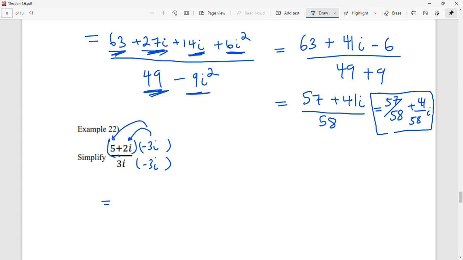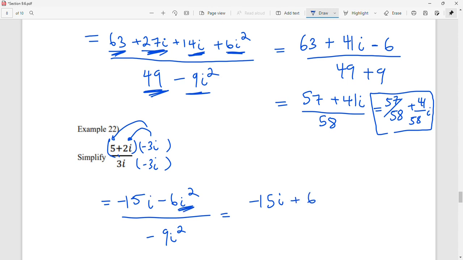5 times negative 3i, that's negative 15i. 2i times negative 3i, that's negative 6i squared. In the denominator, we just multiply this out as negative 9i squared. So let's simplify. This is negative 15i plus 6 because of that i squared, which is negative 1 times negative 6. And on the bottom we get 9.